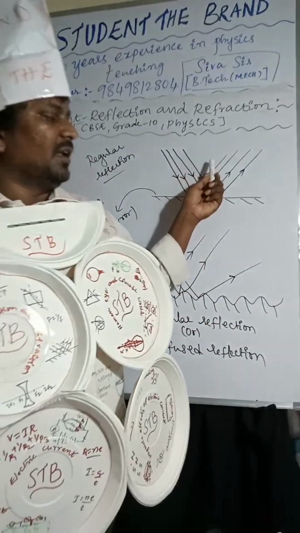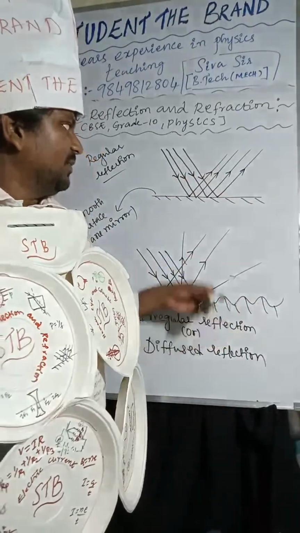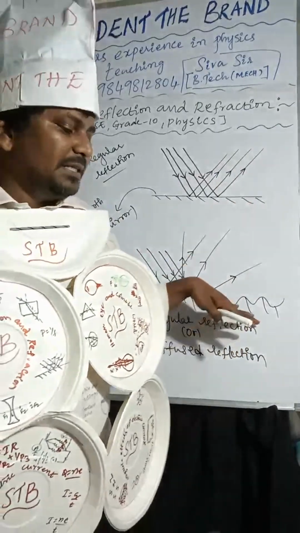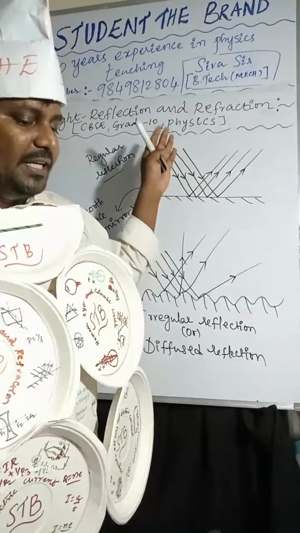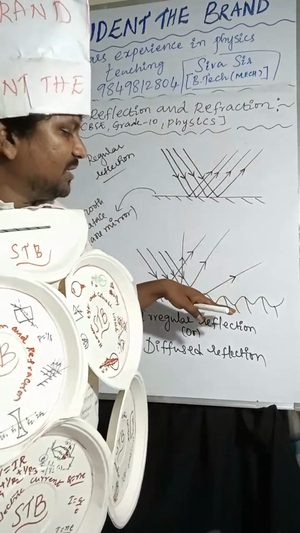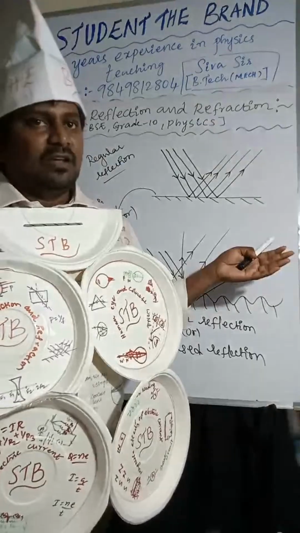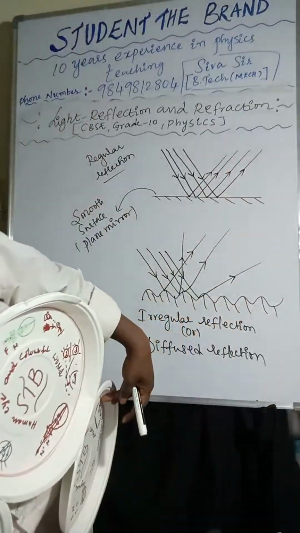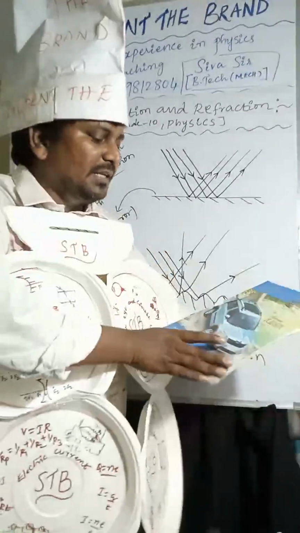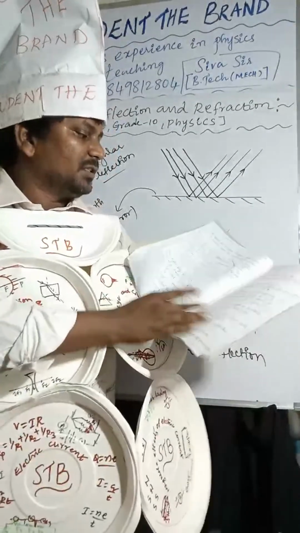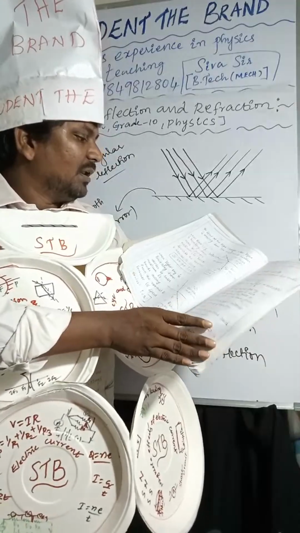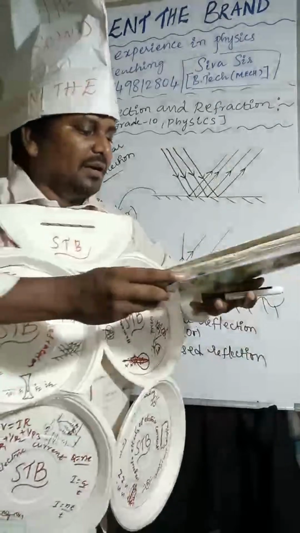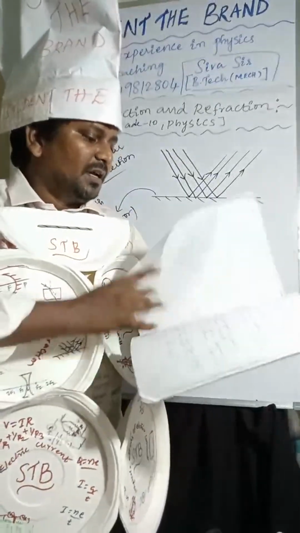So this is about regular reflection, and here it is irregular reflection. Regular reflection takes place on a smooth surface. Irregular reflection takes place on a rough surface. So related to this, a few questions are there. We will discuss those questions. Last, here I'm considering questions related to regular reflection and irregular reflection.